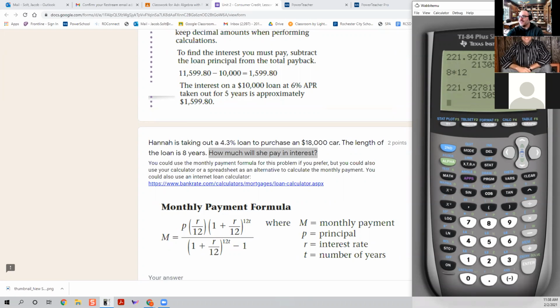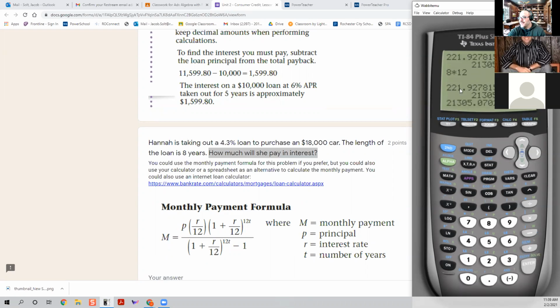So if you can do 8 times 12 in your head and you know that's 96, good on you. If you don't know that off the top of your head, you just do 8 times 12. The calculator will do that calculation for you. Okay, we have the total amount paid on this loan, but that's not the interest. What's the interest? So you take that total amount minus the loan, right? You'll get the finance charge.